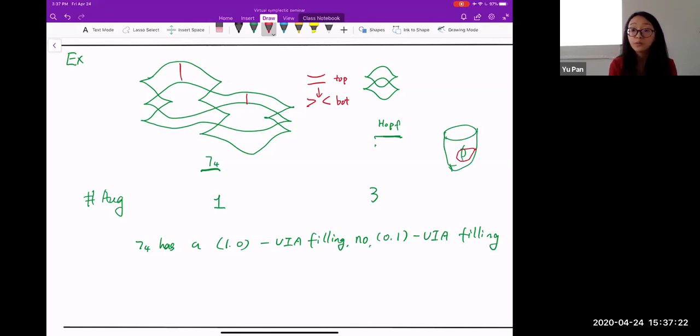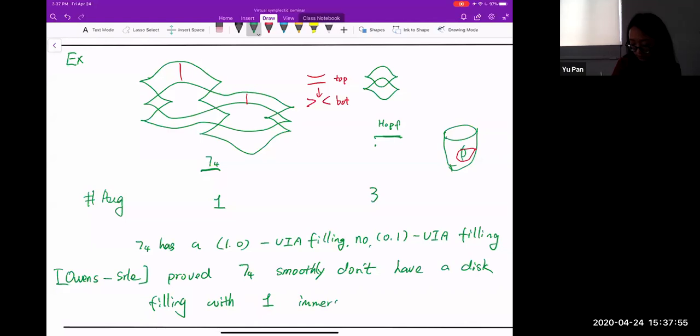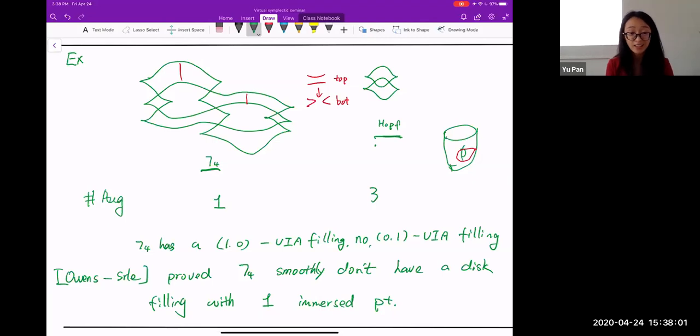One thing I want to point out is that a result of Owens and Strle, they actually proved that 7-4 smoothly doesn't have a disk filling with one immersed point. So smoothly, this cannot be done. Therefore, Lagrangianly, it shouldn't be doable either.